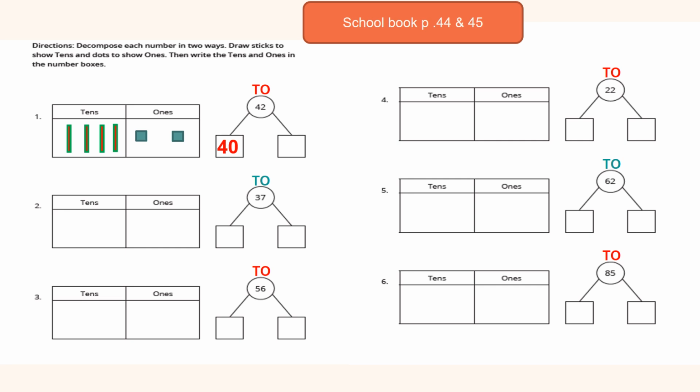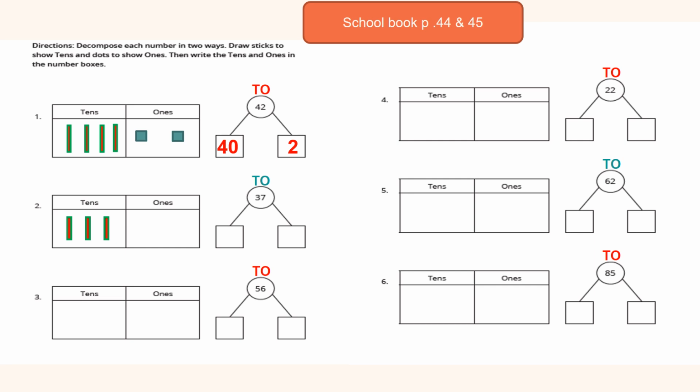Number 2, 37. Let's draw sticks in tens and small squares in ones. How many numbers do we have in tens? 3. So we will draw 3 sticks in the tens box. How many numbers do we have in ones? 7. So we will draw 7 small squares in the ones box.